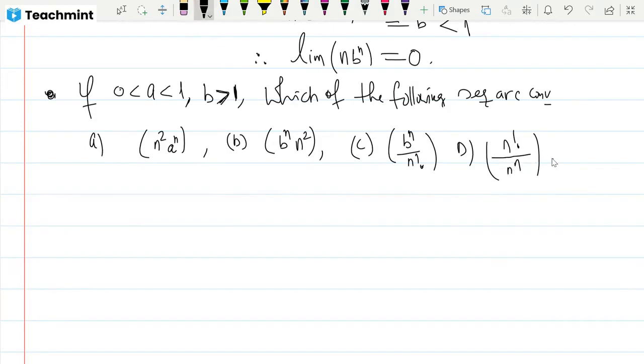So I will give you the hint. Option C is convergence, sir. B power n by n factorial. Which of the following sequences are convergent? I am asking that question. You can use the ratio test for sequences.